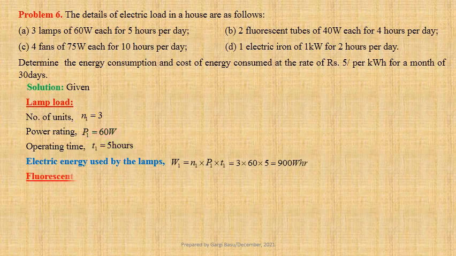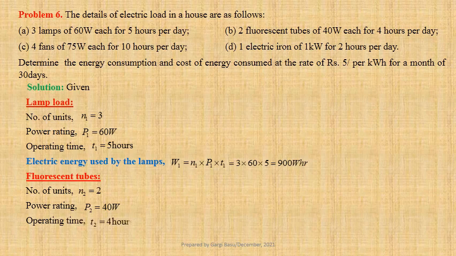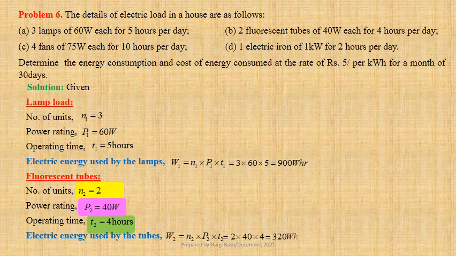For fluorescent tubes, given number of units N2 equals 2, power rating P2 equals 40 watts, and operating time T2 equals 4 hours. Let us now determine electric energy used by the tubes. W2 equals N2 into P2 into T2. Using values we get 2 into 40 into 4, that is equal to 320 watt hours.